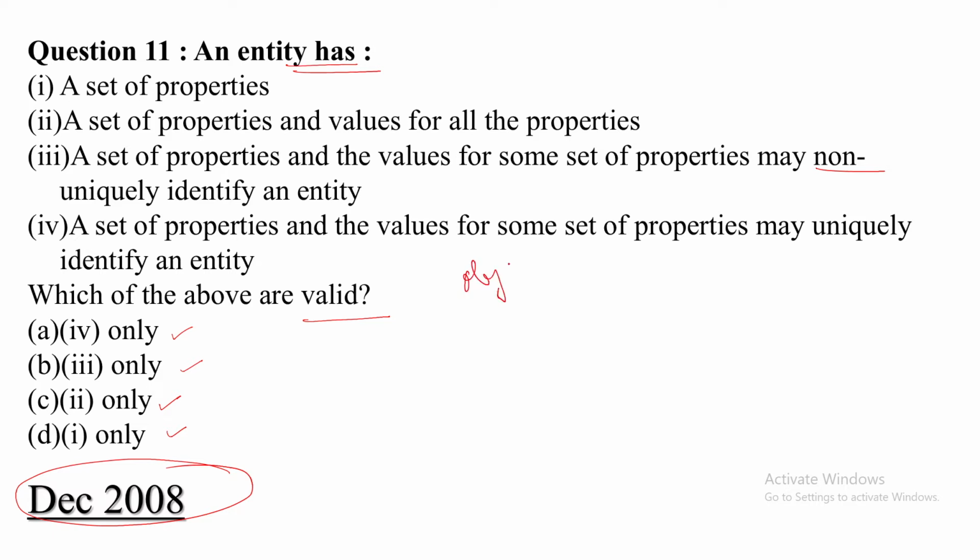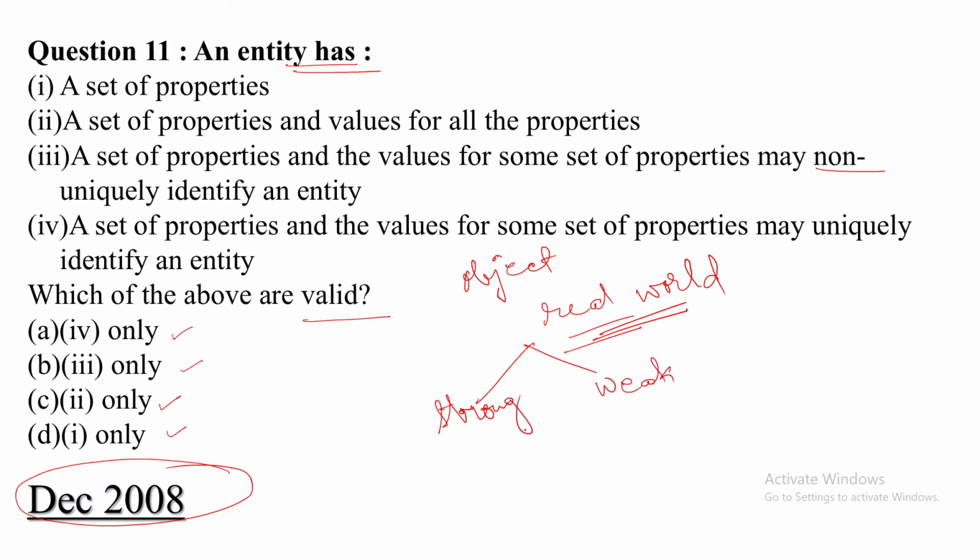It is an object and it exists in the real world. Entity has two types. One is strong entity and then weak entity. Sometimes strong entity is called owner entity. A weak entity depends on its owner entity.